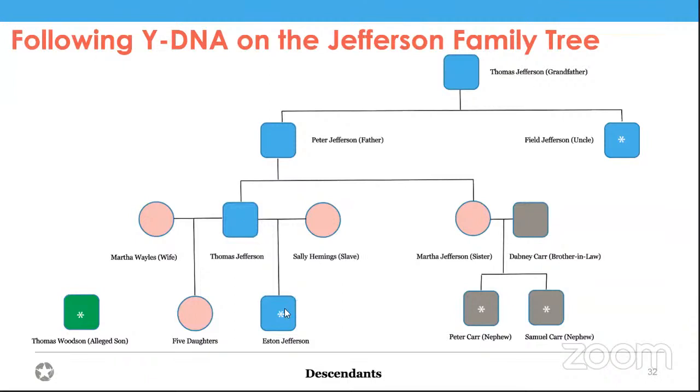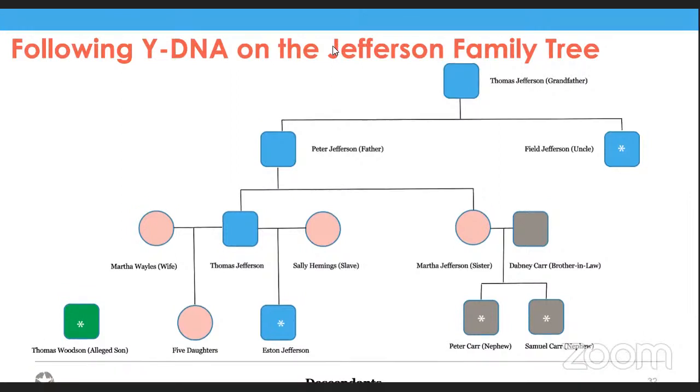So they were able to test the living male descendants of Field Jefferson to prove that Eston Jefferson was in fact the descendant of Thomas Jefferson. And since quite a few of those initial male line descendants did not have sons, Field Jefferson was the closest they could get to that.